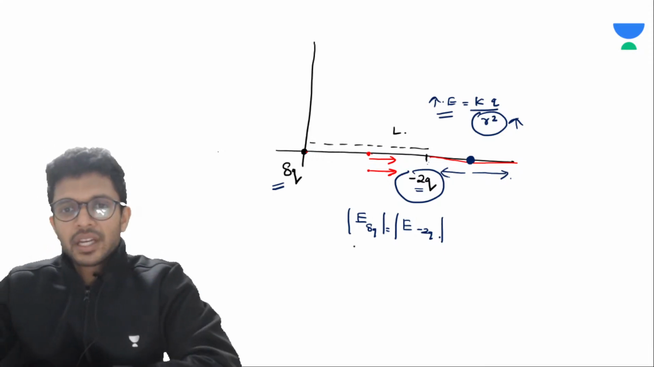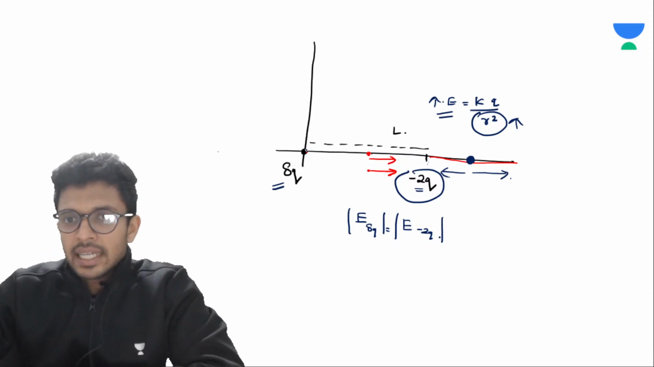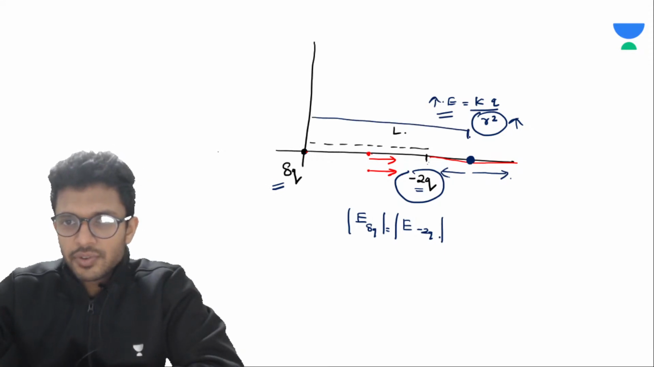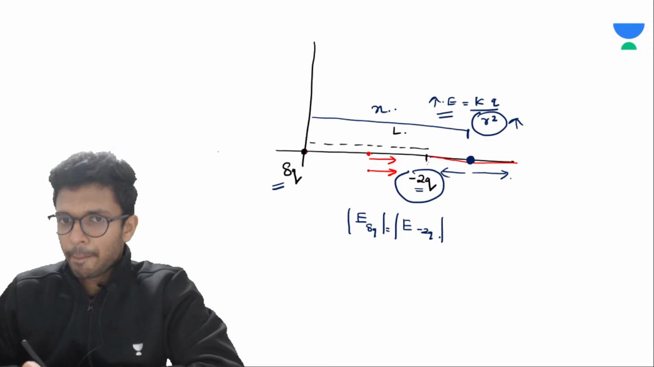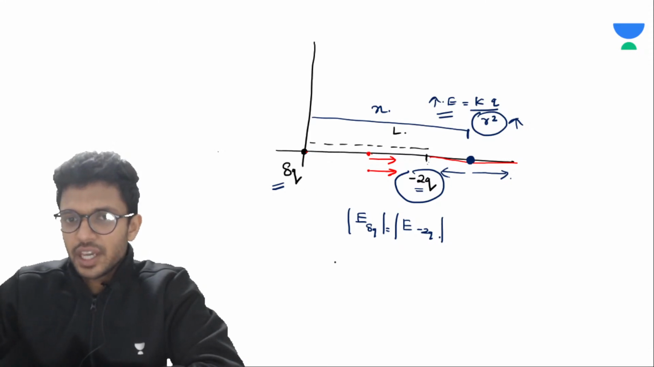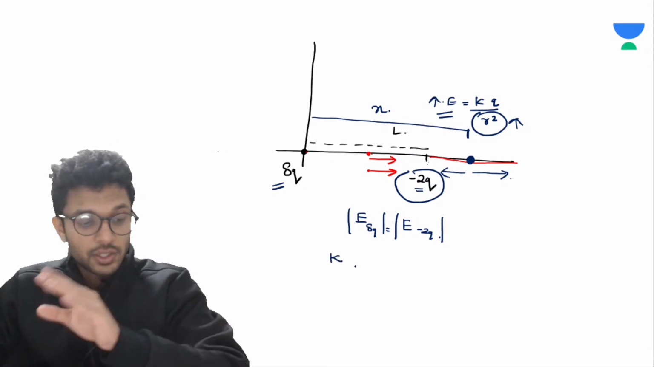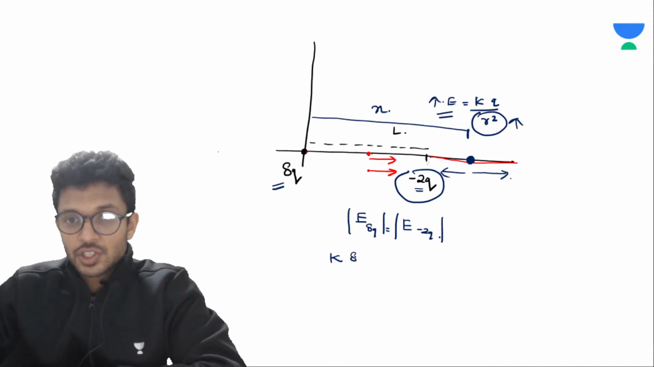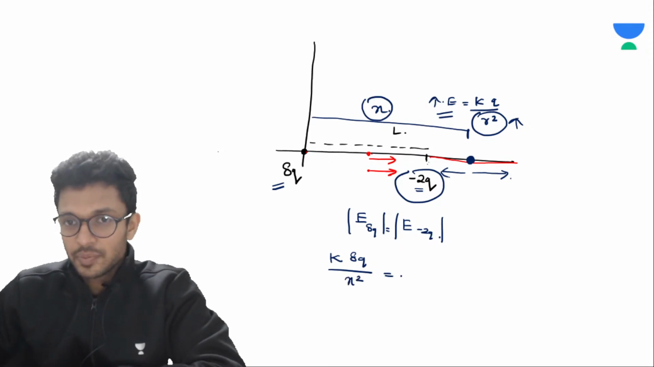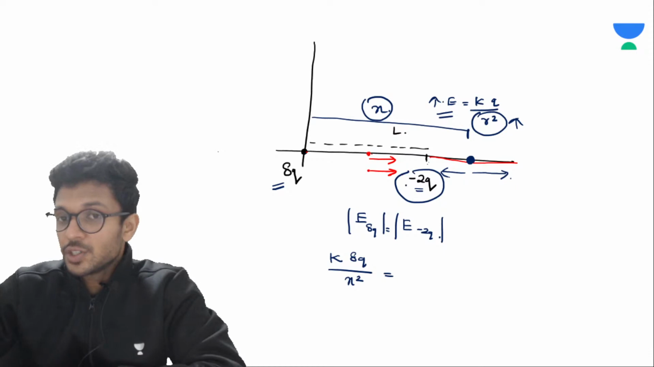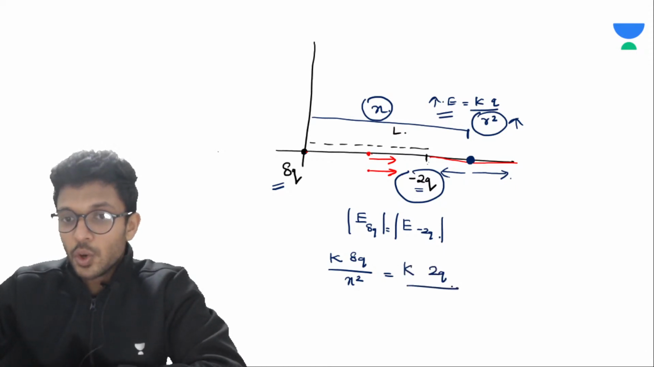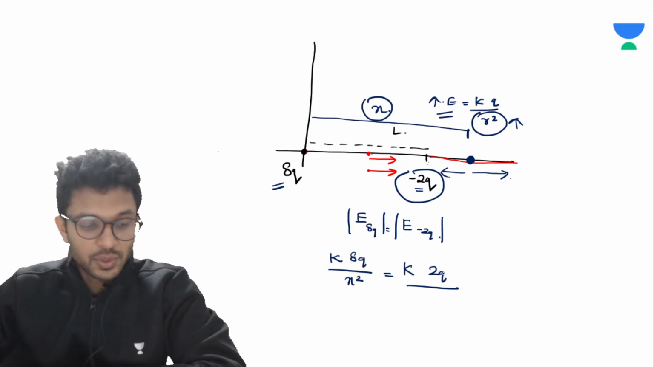Now start writing. Let's say this point where the electric field is 0 is at a distance of x from the origin. So what is the value of electric field of 8q? That is 1 by 4 pi epsilon 0, that is k, times charge 8q divided by the square of the distance, that is x square, is equal to the electric field produced by minus 2q, that is k times charge 2q, the whole divided by, we are only considering the magnitude, okay?